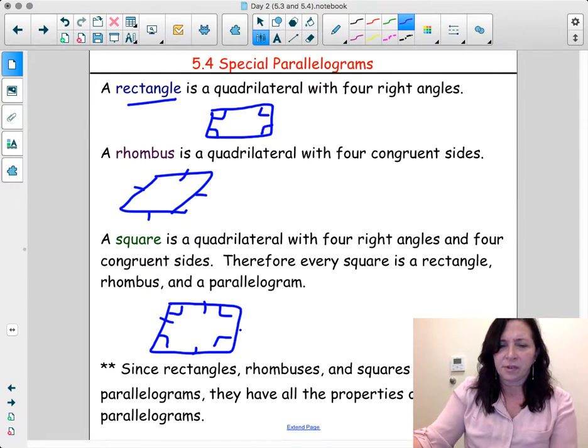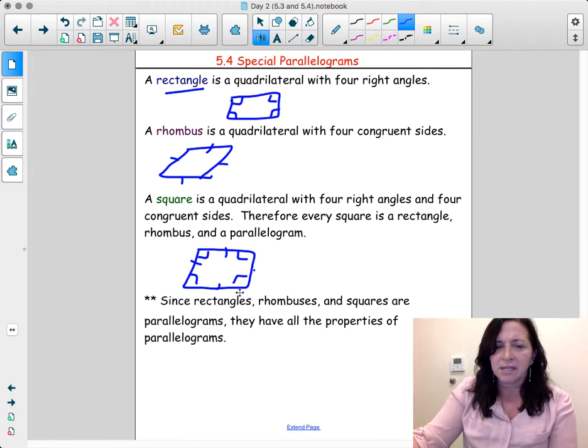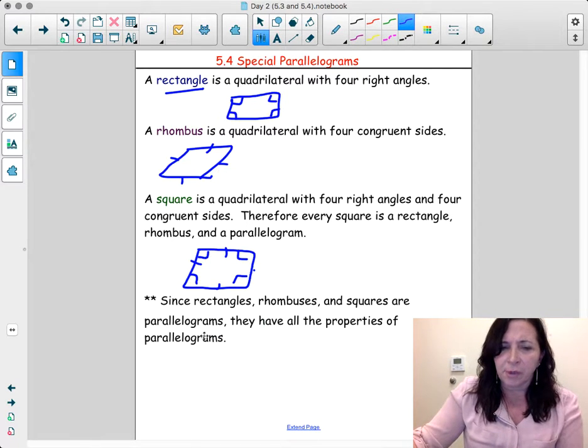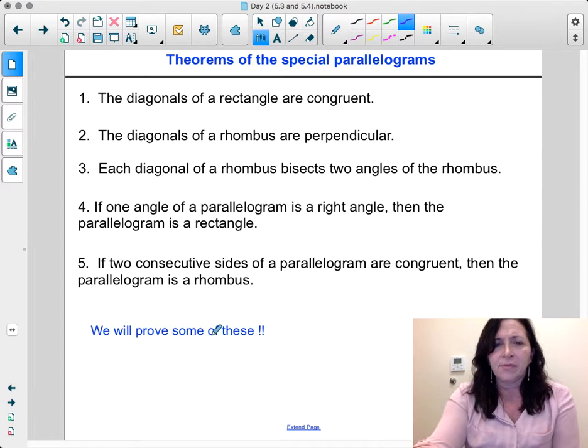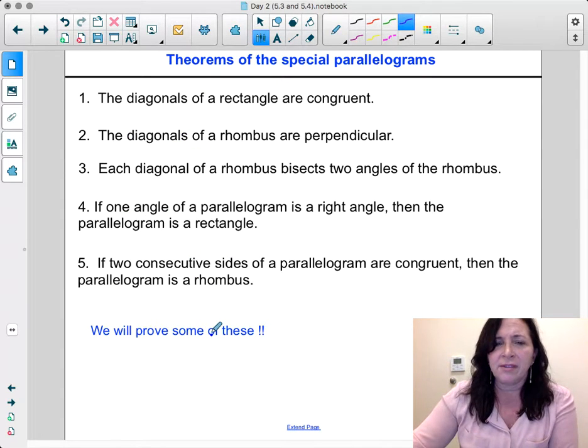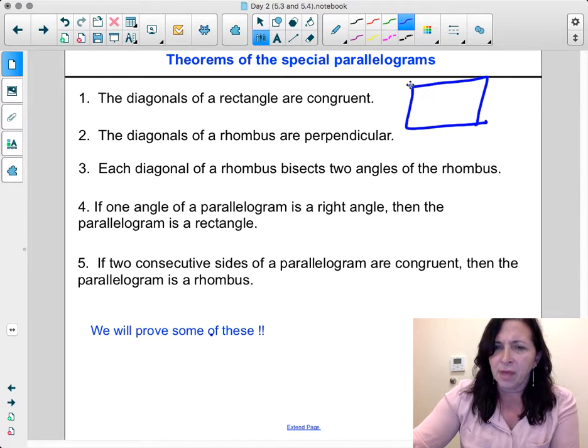And this is just a little side note on the bottom. Since rectangles, rhombuses, and squares are parallelograms, they all have the properties of a parallelogram, all 5 of them, always. So more theorems. We have the diagonals of a rectangle are congruent. So we've already talked about this. The diagonals are congruent. They have the same length.